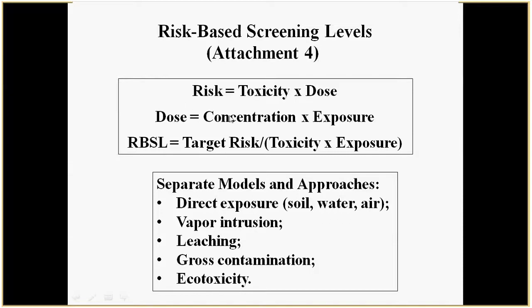Dose is equal to the concentration in the media, it may be air or groundwater, soil, times exposure. If you rearrange these equations, you can calculate a risk-based screening level as the target risk, like 1 in a million cancer risk or non-cancer hazard quotients of 1 or something, divided by toxicity times exposure. And equations look a lot more complicated than this, but this is essentially what they boil down to.